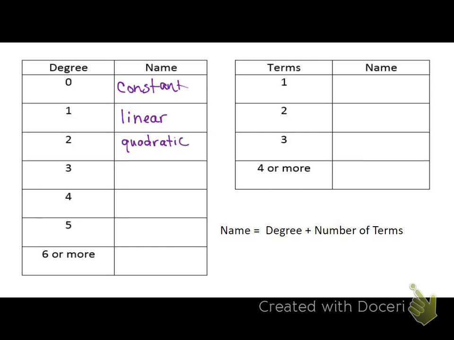What do you think the third is going to be? Cubic. Good. What do you think the fourth will be? Close. Quartic. The fifth will be, what do you think? Quintic. And anything that's 6 or more, you just say 6th degree, 7th degree, etc.